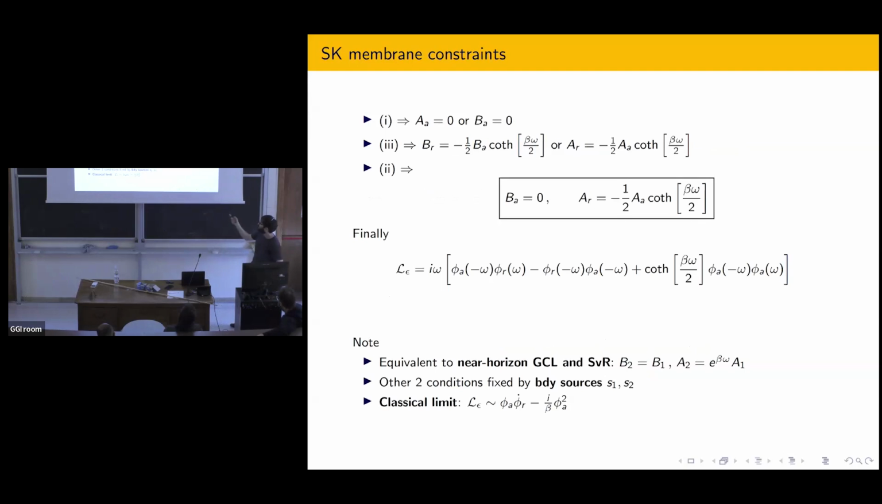Exactly, yeah. So if the bulk action had, for example, a phi cubed piece, you would have cubic terms in this effective action. But the structure of these terms, the relation between the coefficients, will be fixed by the KMS condition.